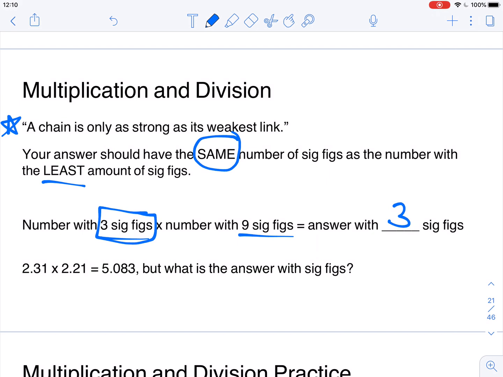So anyway, 2.31 has 3 sig figs, and 2.21 also has 3 sig figs. This number, 5.083, currently has 4 sig figs. But I can round and get this number to 3. You guys also learned how to round sig figs. So I have 5, 0, and 8. I know that the 3 is going to round me down. So to have an answer with 3 sig figs, I would round that down to 5.08.